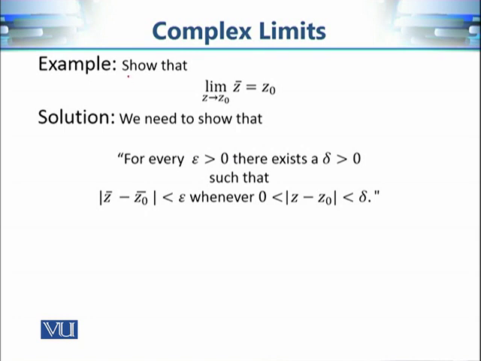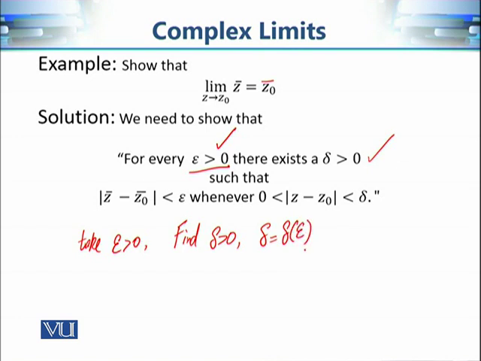Now let's try to show that the limit as z approaches z0 of this conjugate function is equal to z0 conjugate. We are going to apply this definition, and as we have discussed, to apply this definition we should choose this epsilon and try to find this delta. So take epsilon greater than 0, find delta greater than 0, and of course this delta is basically a function of epsilon. If you change the epsilon, then the delta will be changed. So in general, this delta is a function of epsilon.